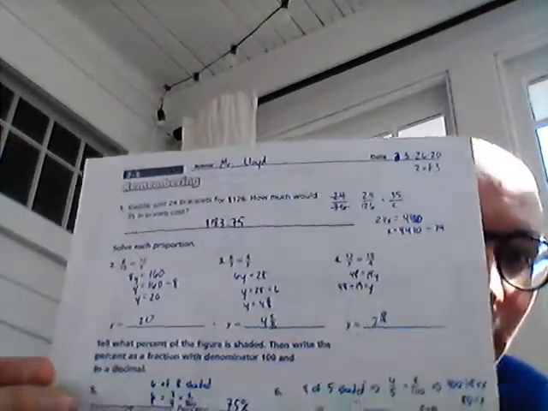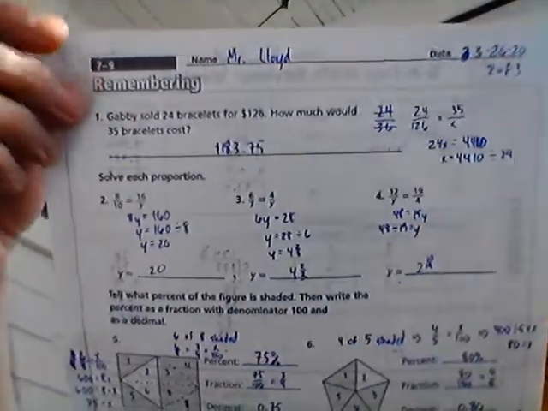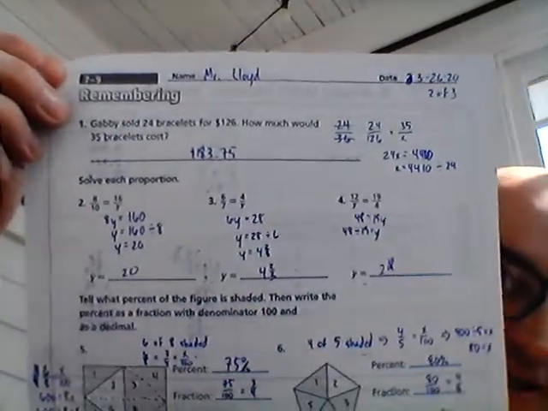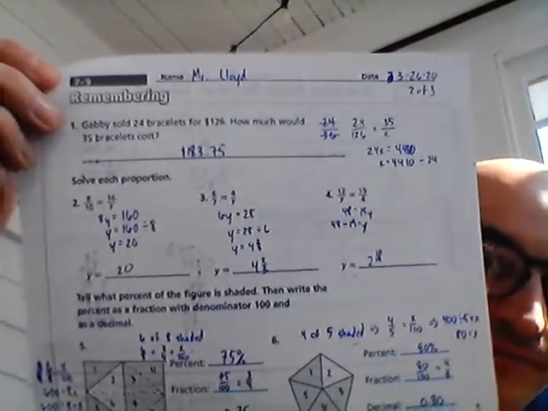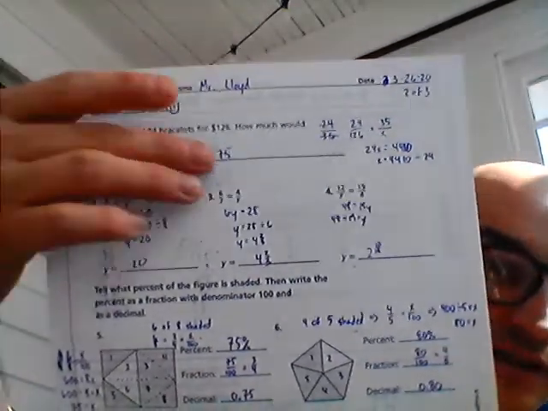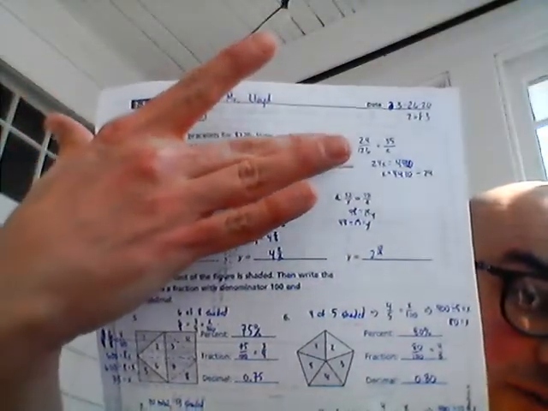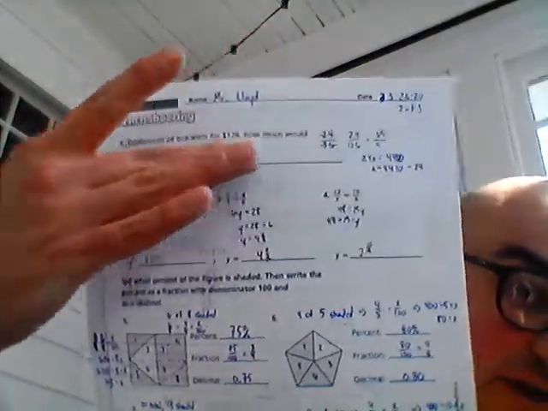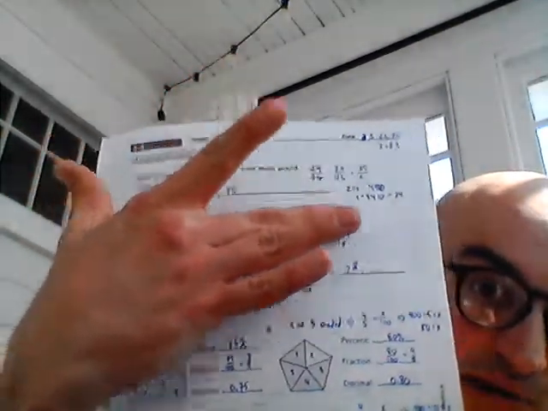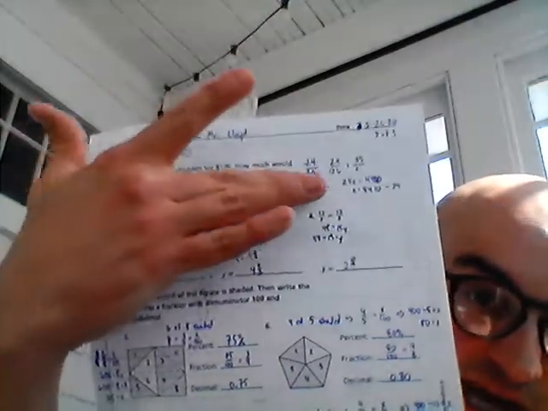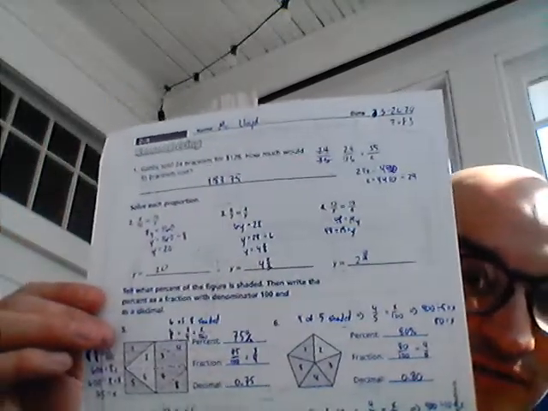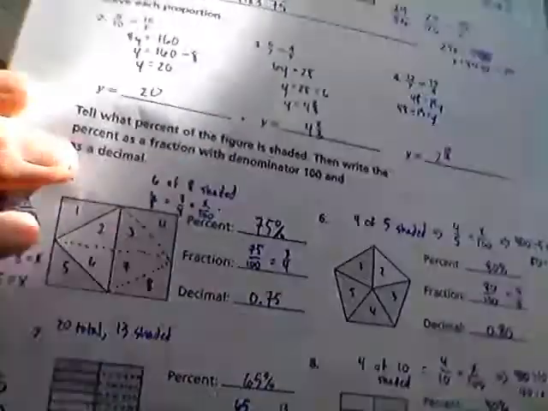So looking up top here, problem number 1, our friend Gabby, oh, she's always selling something. Here she's selling bracelets and she made $126 out of 24 bracelets, and we're trying to figure out if she's got 35 bracelets, how much money can she expect to have at the end of the day. So we set it up, as you can see here, 24 over 126 equals 35 over x. X is our value of money, so $126 on bottom, unknown number of dollars on bottom. As you can see, we cross multiply, we find that x equals $183.75.